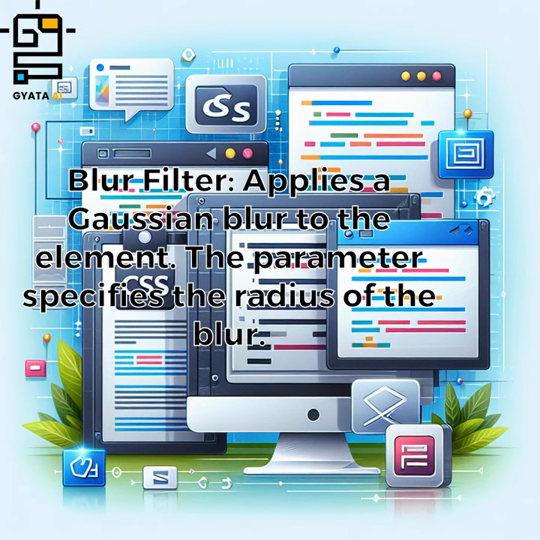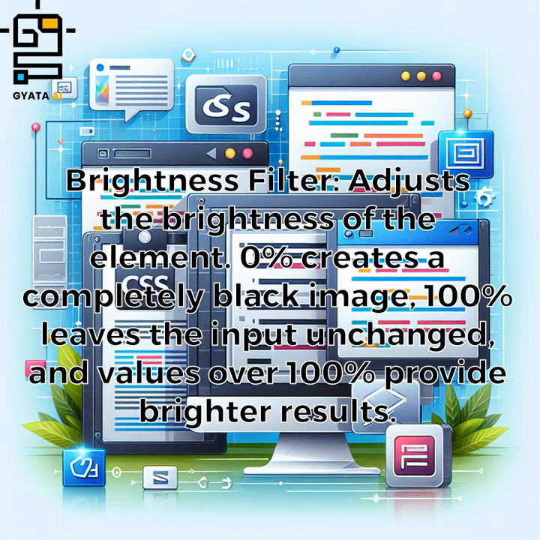Types of CSS filters. The blur filter applies a Gaussian blur to the element. The parameter specifies the radius of the blur. The brightness filter adjusts the brightness of the element. 0% creates a completely black image. 100% leaves the input unchanged, and values over 100% provide brighter results.